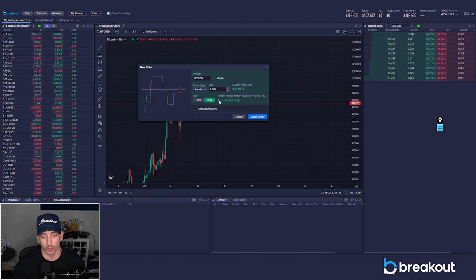So now we're at the terminal here. You can see the chart, you can see the market depth, the new order window. The market depth is going to show you the available liquidity at a given price point on both the buy and the sell side. You'll see order books and market depth on centralized exchanges. Again, trading Bitcoin, the liquidity is going to be very good.